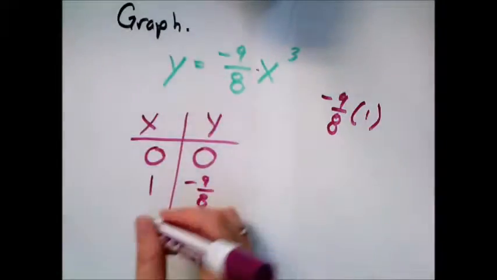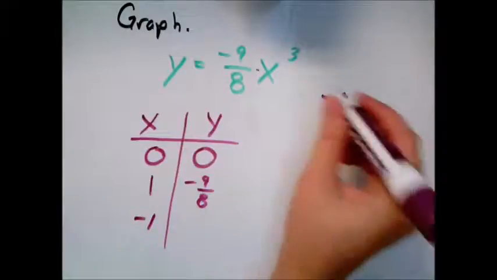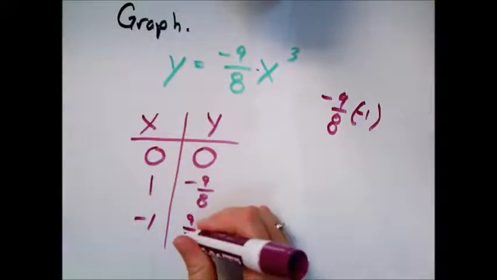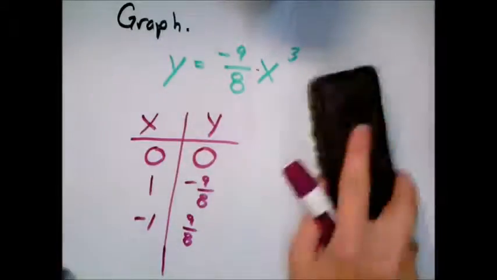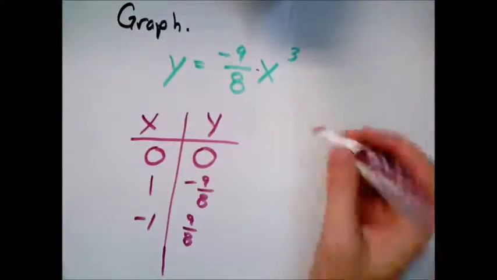And then how about if I try negative 1? Because I already have the work here. Same thing, only I get positive 9/8. And what other points might be good to do? You don't have to pick numbers that are difficult to plug in.